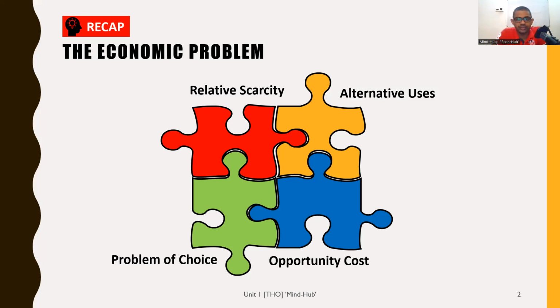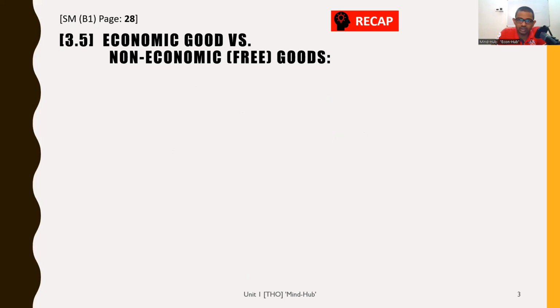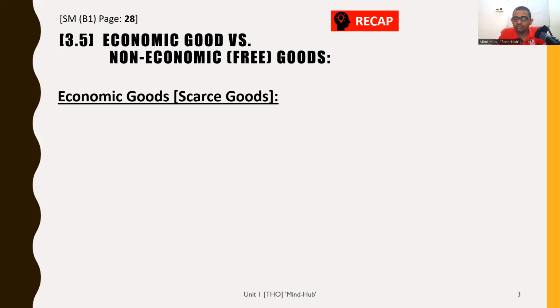Then we looked at economic goods and non-economic goods. Last week, we talked about economic goods. We have written a note on page number 28 about economic goods. Am I correct? Yes, we have written a note on economic goods. Very good.